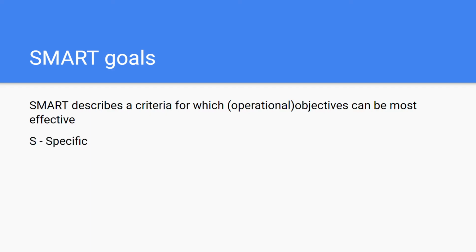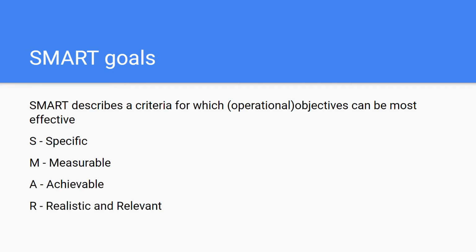Just what SMART means. In this case, S stands for specific, M for measurable, A for achievable, R for realistic and relevant, and T for time specific. And now I'll be explaining exactly what these letters stand for.